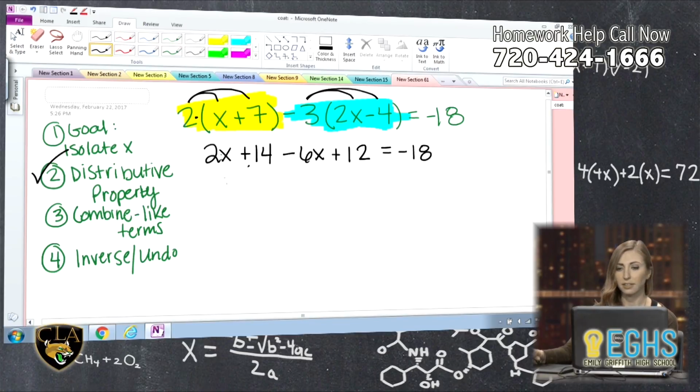Check. Got that done. Now if there are any like terms, I want to combine them. Like terms are terms that have the same variable and same power. So if you notice here, I have positive 2x and I have negative 6x. Those have the same variable, so these are like terms. 14 and 12 would not be like terms with 2x and negative 6x, so we wouldn't put them together.